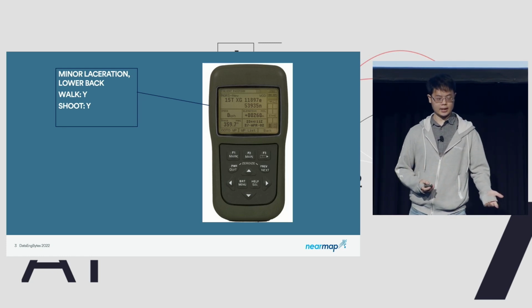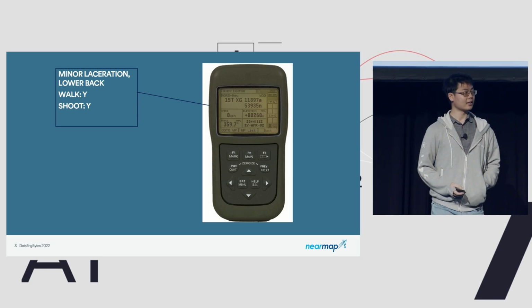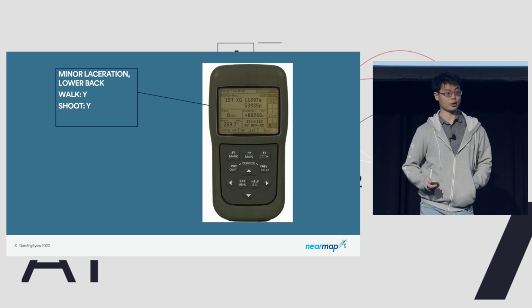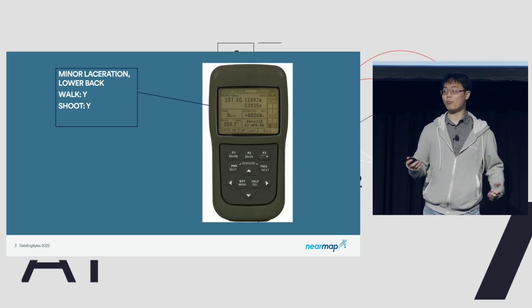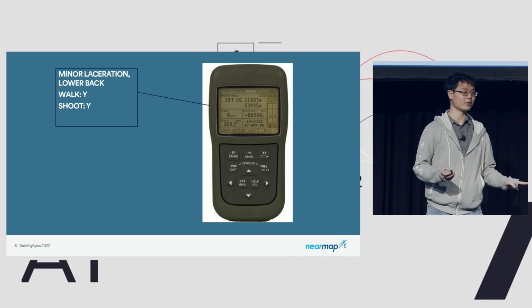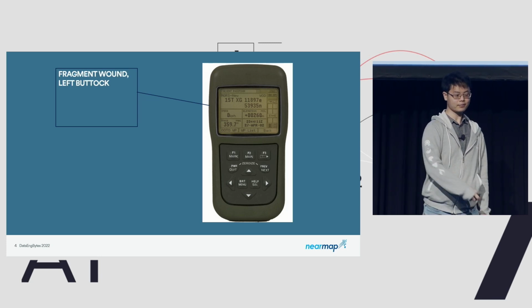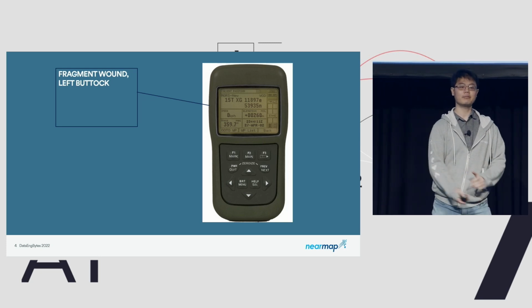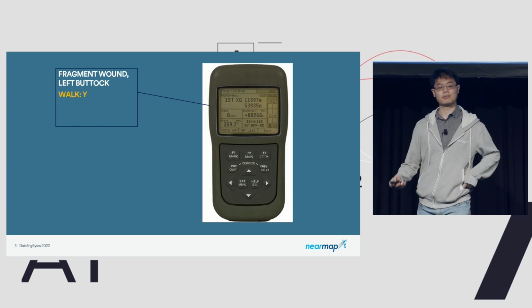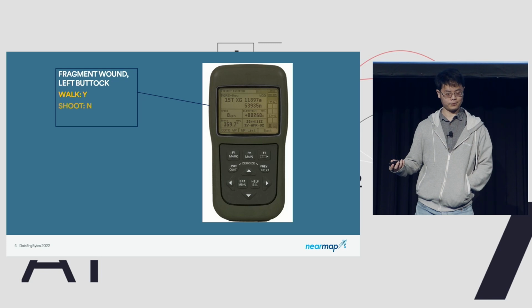So as I'm sitting in the jungle, a simulated artillery strike goes off, and the status monitor starts beeping. I pull it out, and I see that I have one of the strangest injuries ever. It says, fragment, left buttock. And then right below it, walk yes, shoot no.